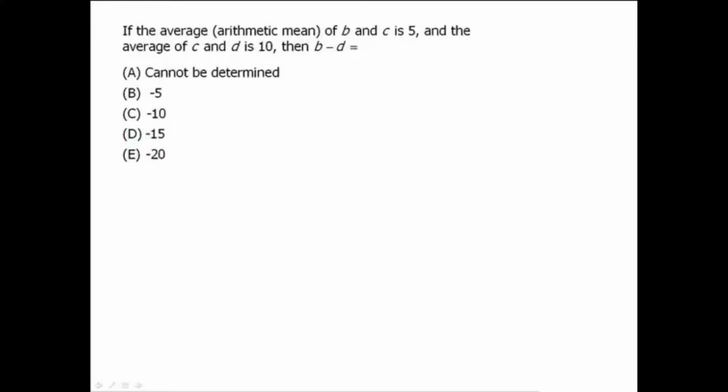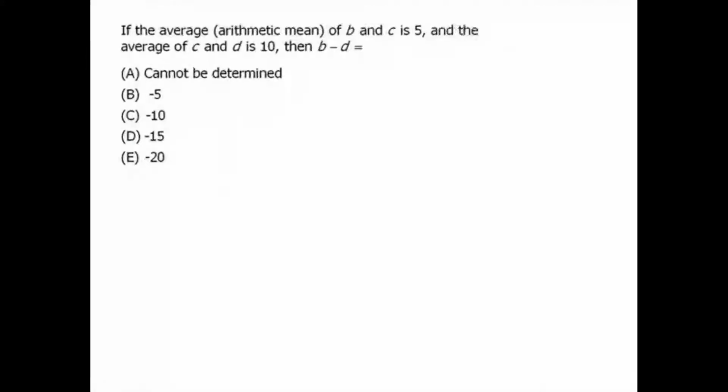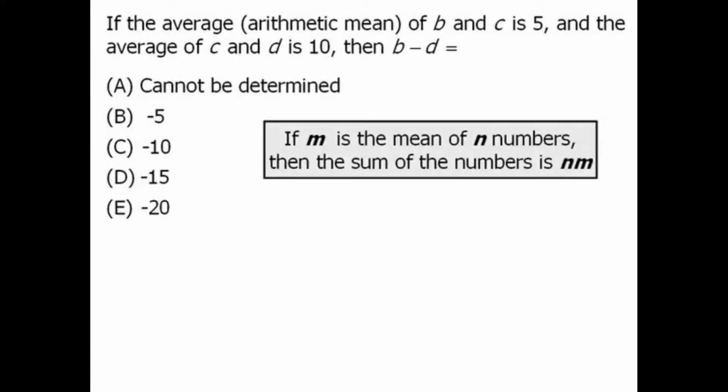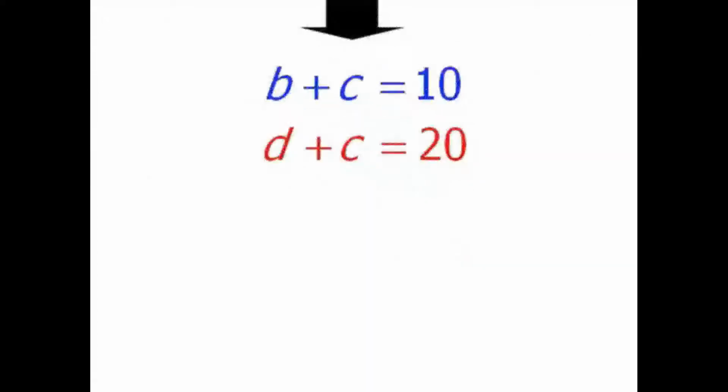In the question, we are told that the average of B and C is 5. Using this rule, we know that the sum of B and C will equal 2 times 5, or 10. Similarly, we're told that the average of C and D is 10. So by applying the same rule, we know that the sum of C and D will equal 2 times 10, or 20. Now the question asks us to determine the value of B minus D.